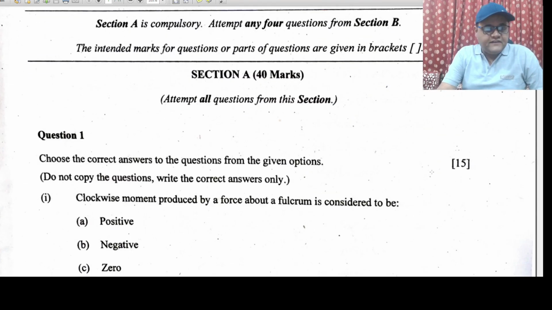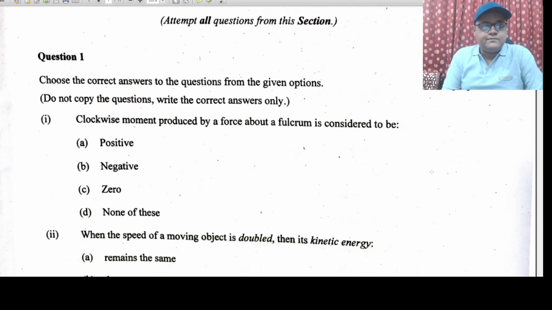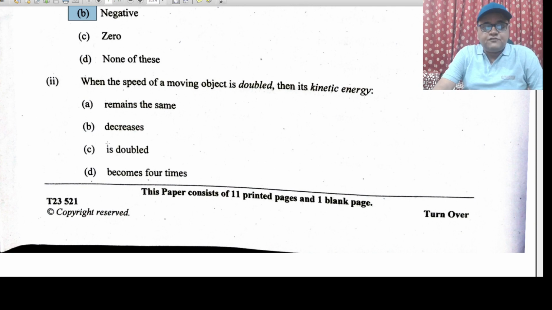All right. So the very first question: clockwise movement produced by a force about a fulcrum is considered to be... See, anti-clockwise movement is taken as positive and clockwise movement is taken as negative. So the correct answer for this particular question is B, right? Second question: when the speed of a moving body is doubled, then its kinetic energy... See, the kinetic energy of a body is directly proportional to the square of the speed. So if you are doubling the speed, the kinetic energy will become 4 times, right? So the answer should be D.